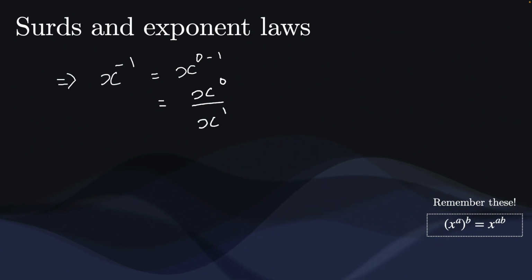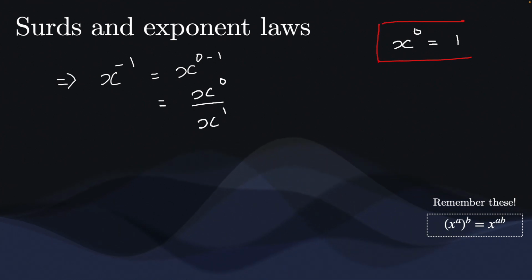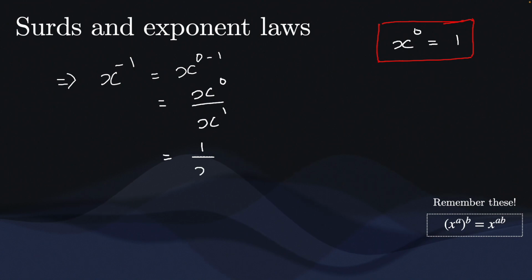And one really important thing to remember that I should also have here is that any number to the power of 0 is always equal to 1. Even 0 to the power of 0. And there's a whole proof for that, which I'm not going to get into now because you really don't need to know it. But that is another really important rule. So, therefore, if we have x to the 0 is 1, therefore we have 1 over x to the 1.